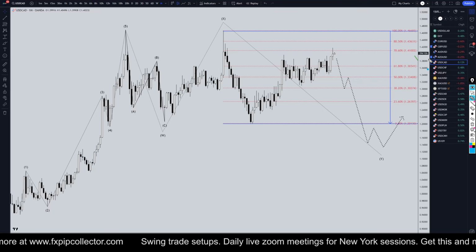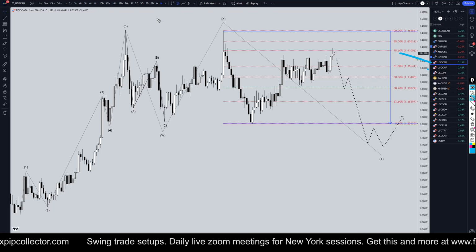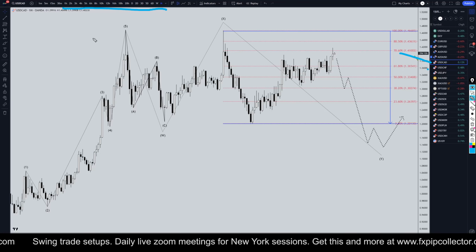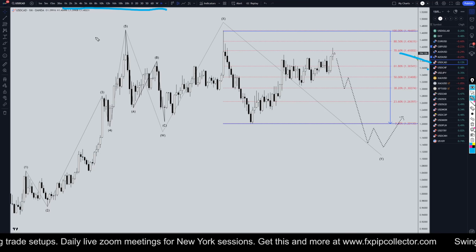This is my analysis of the US dollar Canadian, starting on the monthly, working my way all the way down to the 1 hour time frame for the full top down analysis.